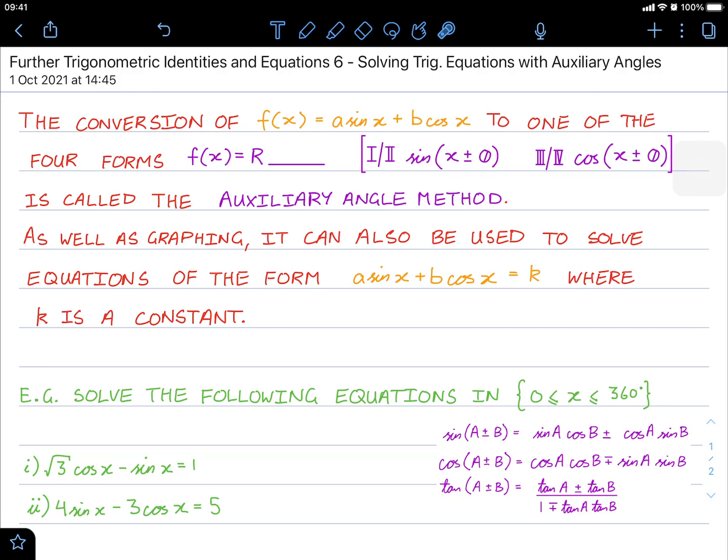So as we saw previously, the conversion of f of x equals a sine x plus b cos x can actually be converted to the form of f of x equals r times one of these four identities. This is called the auxiliary angle method. As well as graphing, it can also be used to solve equations of the form a sine x plus b cos x equals k, where k is some constant.